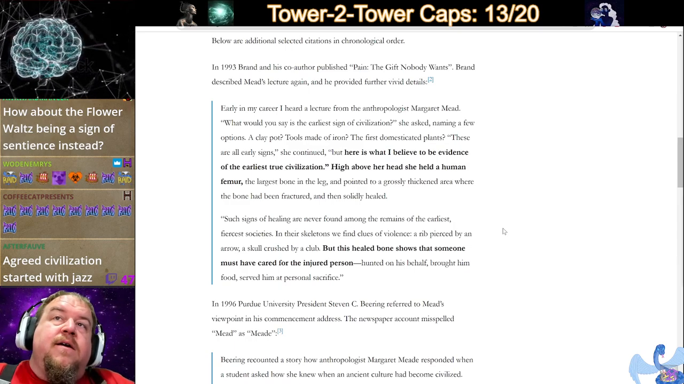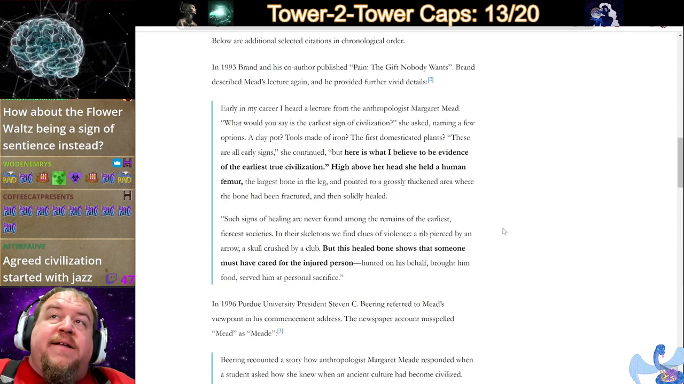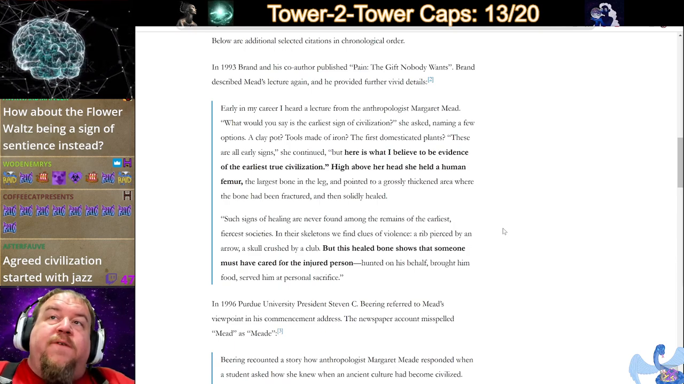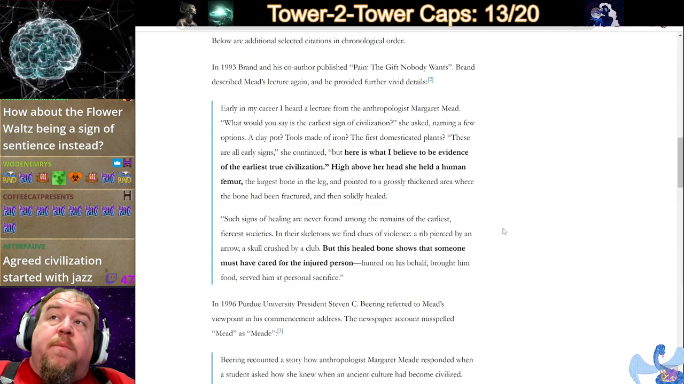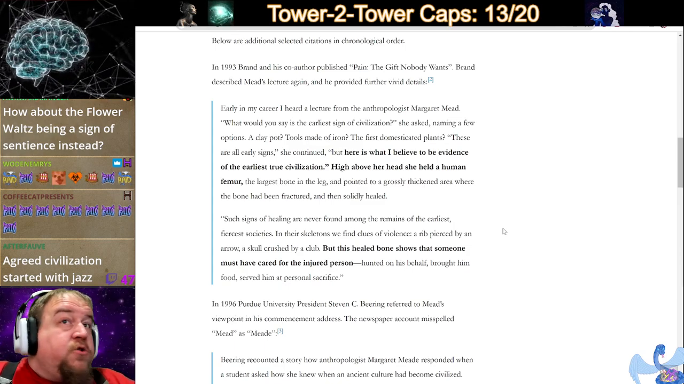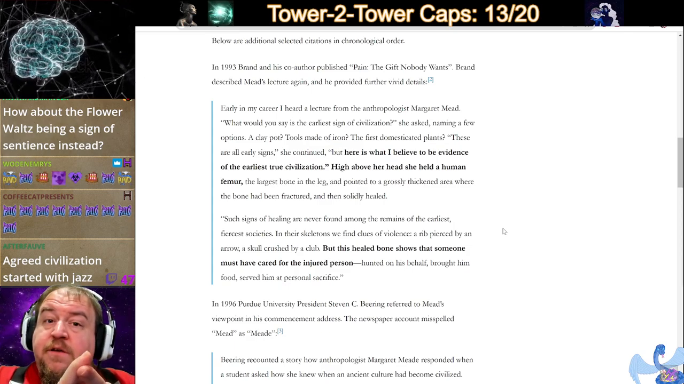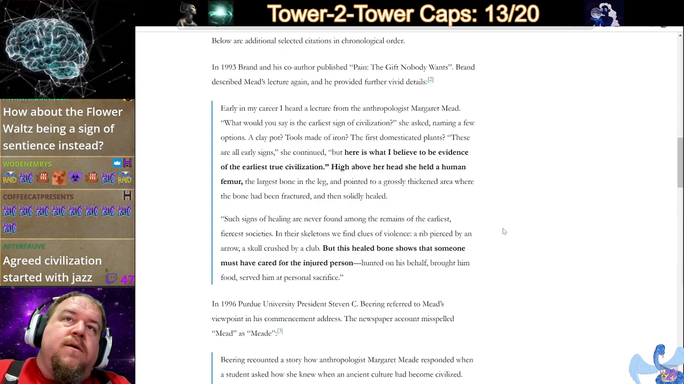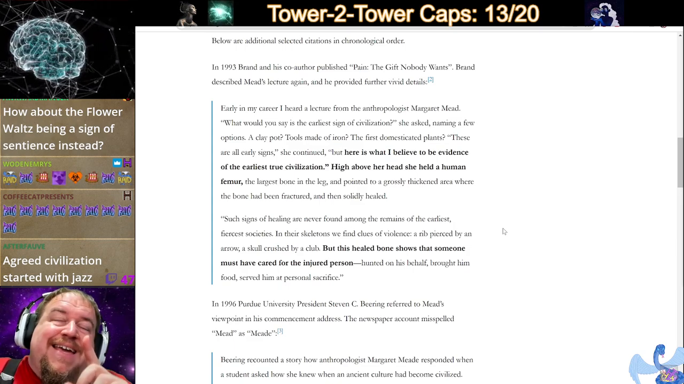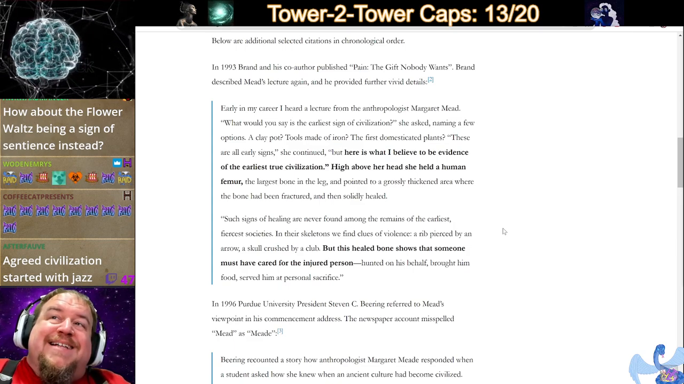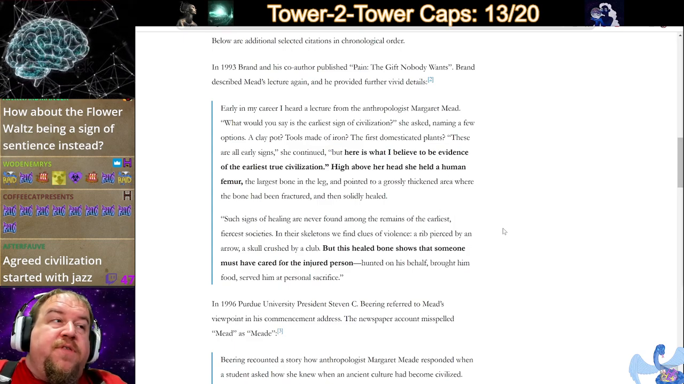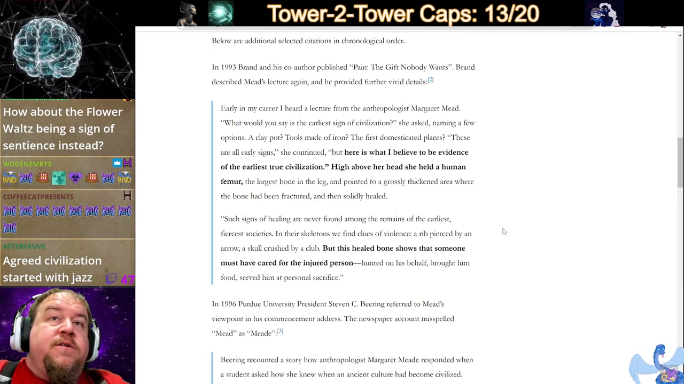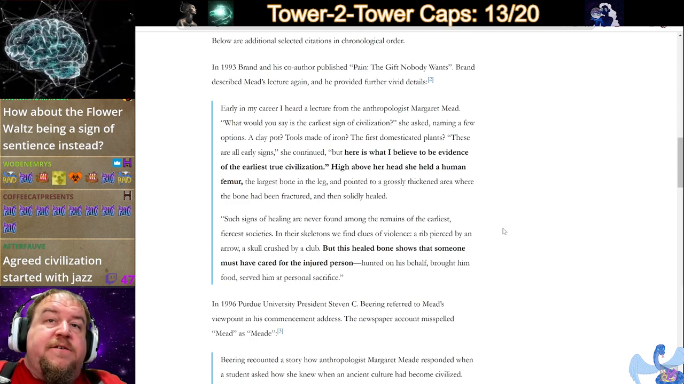Such signs of healing are never found among the remains of the earliest, fiercest societies. In their skeletons, we find clues of violence, a rib pierced by an arrow, a skull crushed by a club. So we're talking about tool use, maybe hunting in packs, land control, these sort of things, right? But this healed bone shows that someone must have cared for the injured person, hunted on his behalf, brought him food, served him at personal sacrifice.